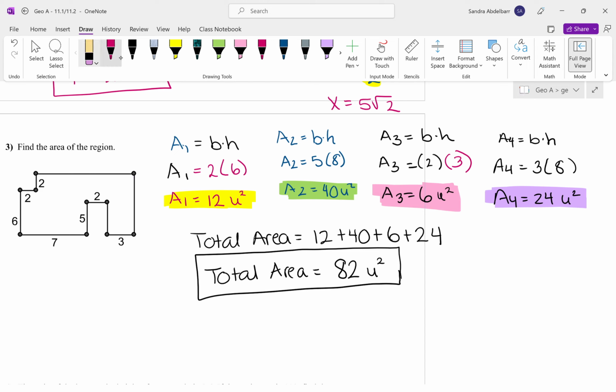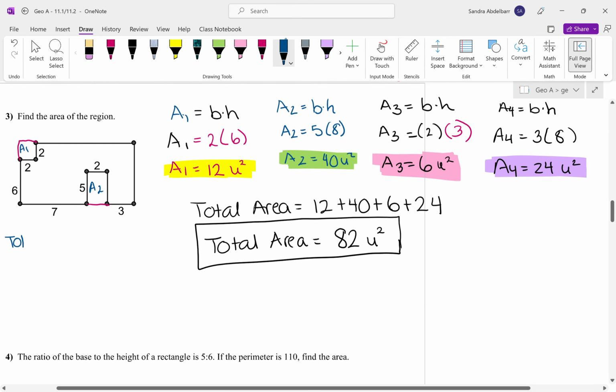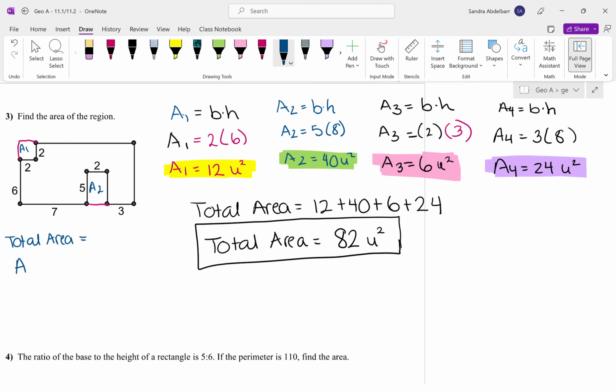Okay. So the alternative way of finding this area is to close it up. I'll call this area 1, area 2. And what we're going to do is we're going to say the total area is going to equal the area of the big rectangle minus area 1 minus area 2. Do we agree? Okay, so let's talk about this big rectangle.